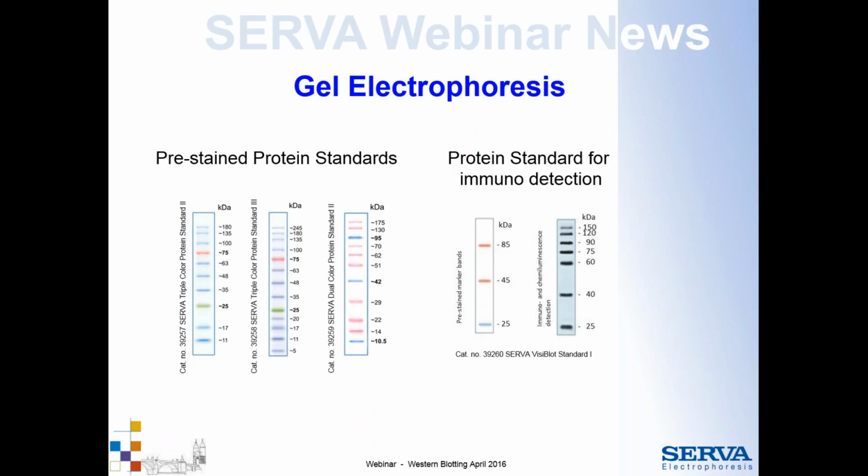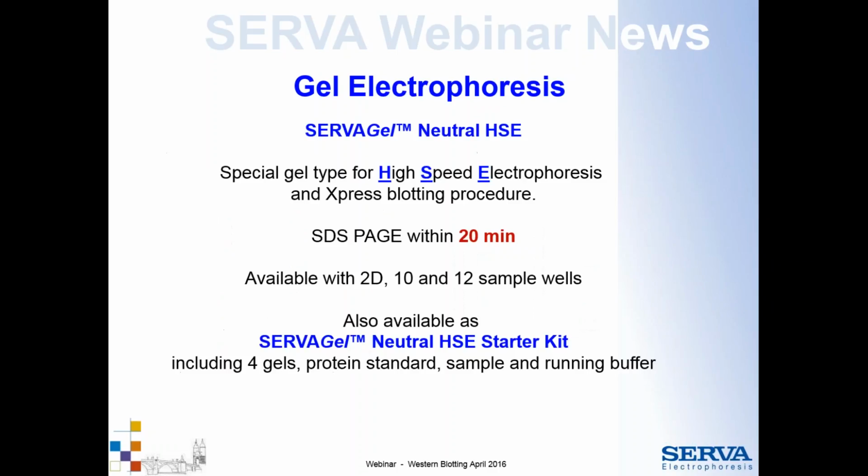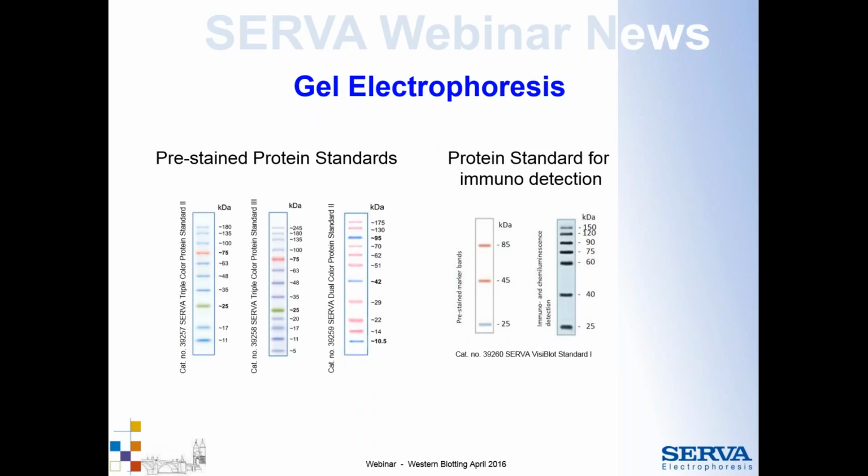One problem with pre-stained markers is that they are not for exact molecular weight determination. They only allow to check whether it is in the right range, because the dye, which gives the pre-stained bands, is covalently coupled to the proteins. And therefore their migration differs from the native proteins.